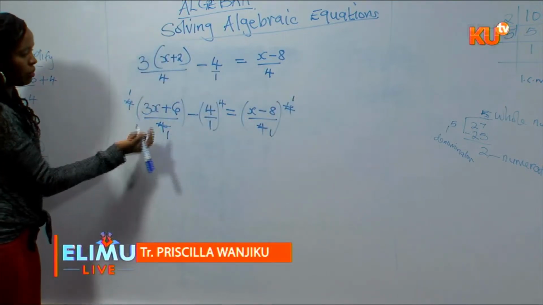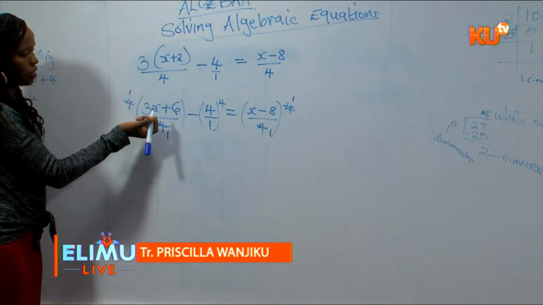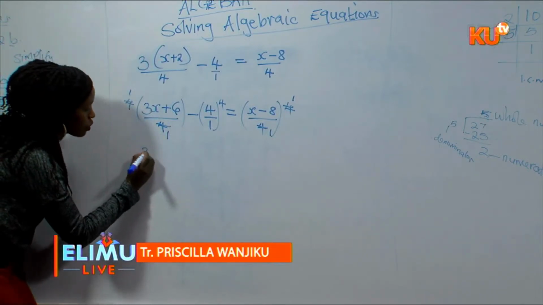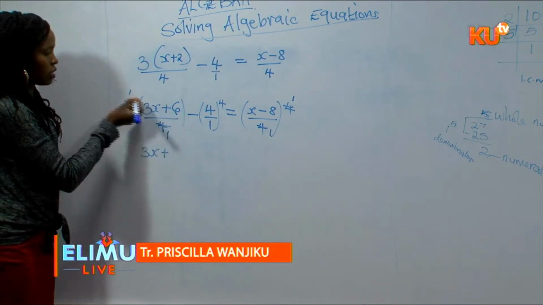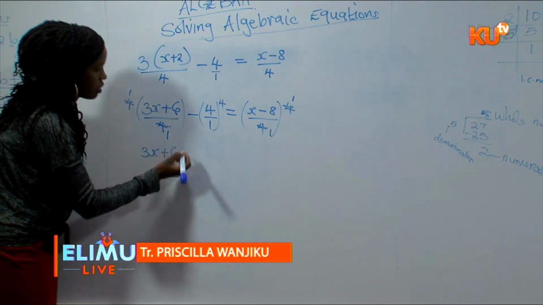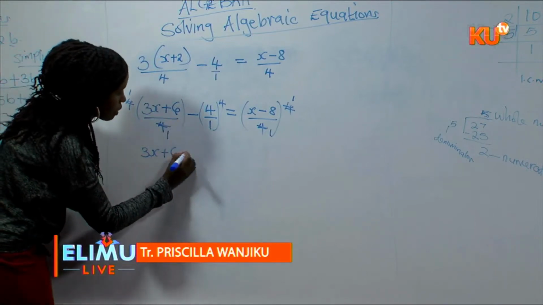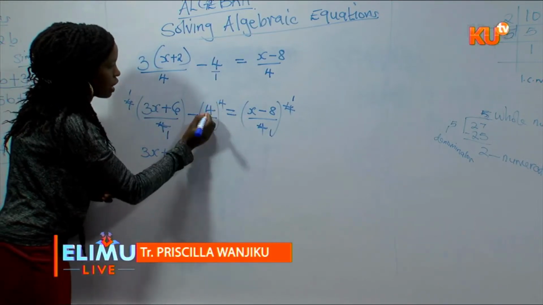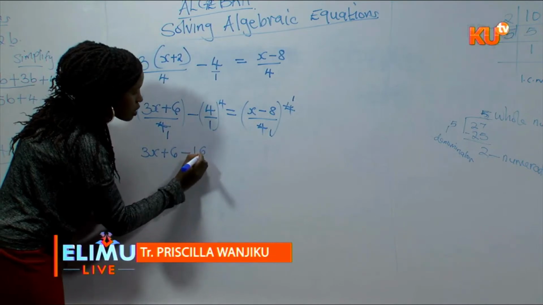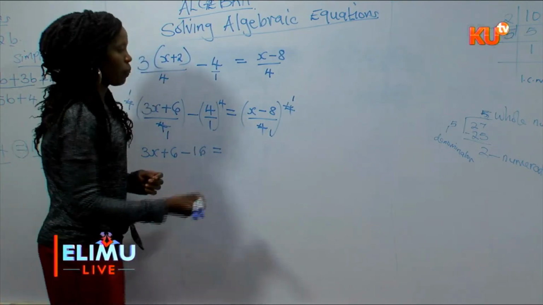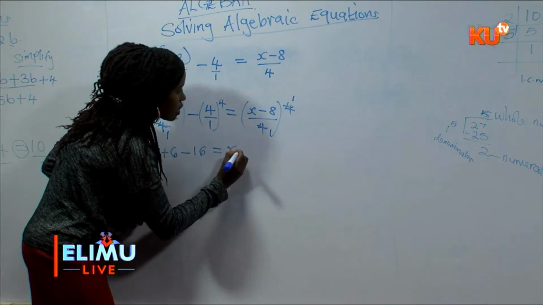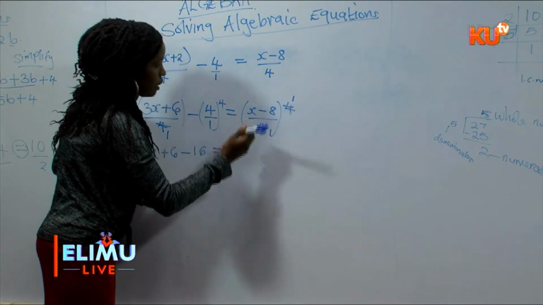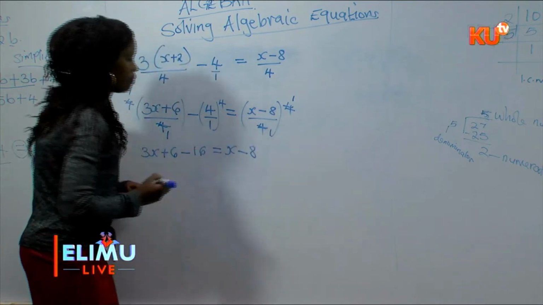Then from there now we open up the bracket. 3x times 1, you're going to get 3x, plus 6 times 1, we get 6. Here we have a sign that is minus, 4 times 4, we get 16, is equal to 1 times x, I get an x, that is x minus 1 times 8, I get 8.